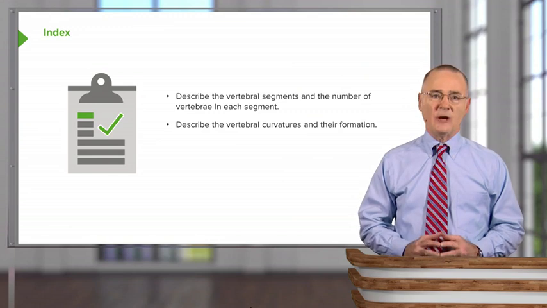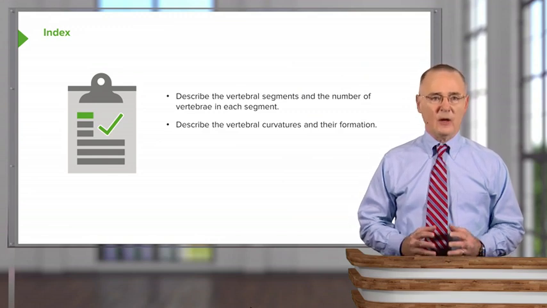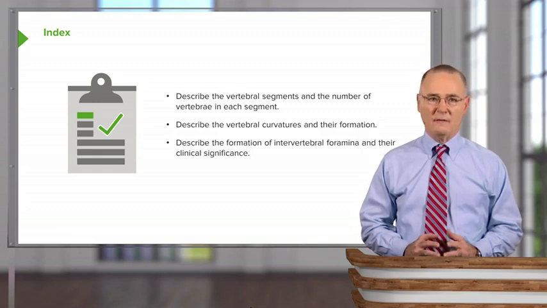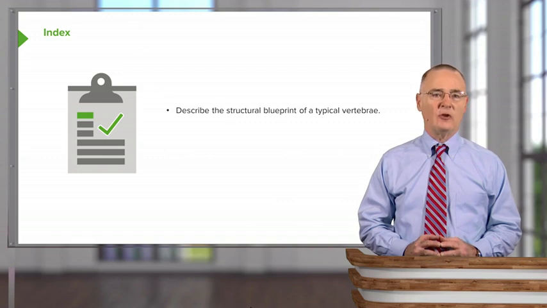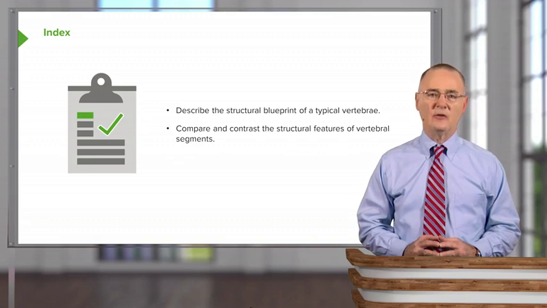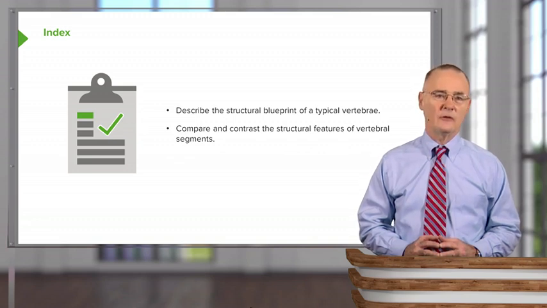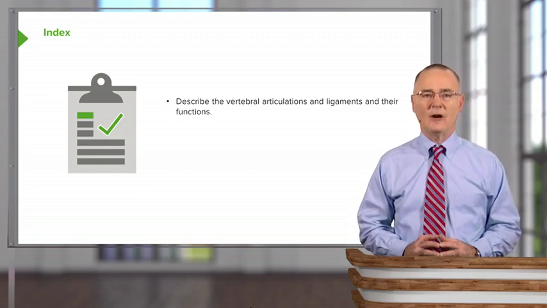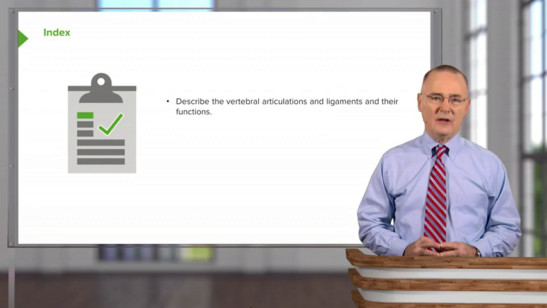You should be able to describe the vertebral curvatures and their formation, describe the formation of intervertebral foramina and their clinical significance, describe the structural blueprint of a typical vertebra, compare and contrast the structural features of vertebral segments, and then lastly, you should be able to describe the vertebral articulations and ligaments and their functions.